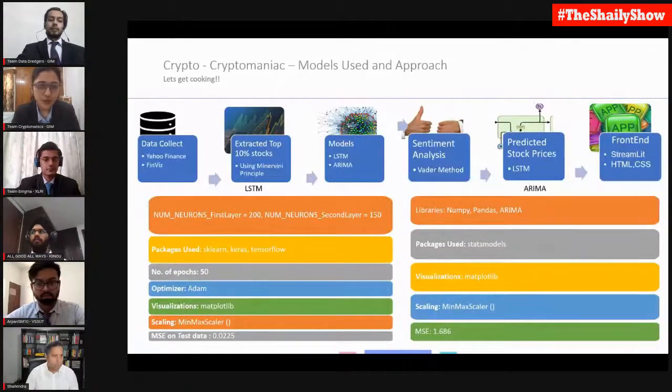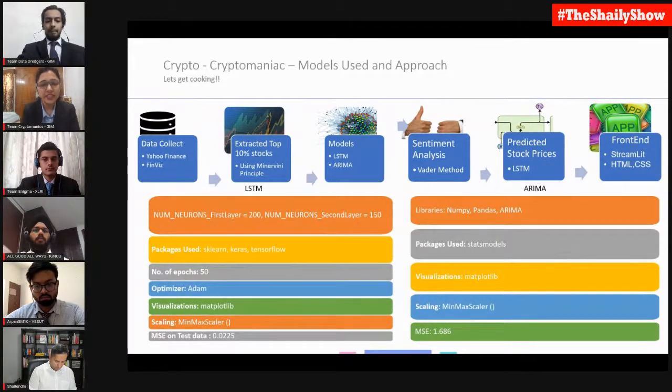Yeah. So let me walk you through the overall approach that we did. Data collection was done from these two sites, as I mentioned, Yahoo Finance and Finviz. And we extracted the top 10% stocks using the Minervini principle. Minervini is one of the most successful stock traders, and we have used his 5 approaches to pick up the top 10% stocks. The models used were LSTM and ARIMA, and I'll discuss these models separately.